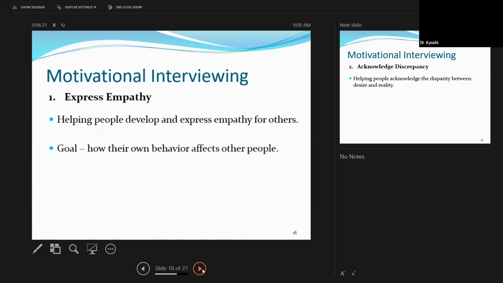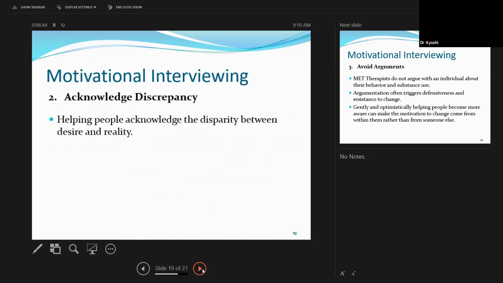Now, when you express empathy, you are helping people to develop and express how their own behavior affects other people. Now, motivational interviewing also involves acknowledging discrepancy, which means helping people acknowledge the discrepancy between desire and reality. Motivational interviewing, point 3, avoid arguments.